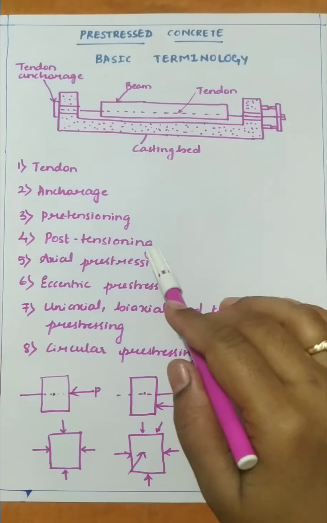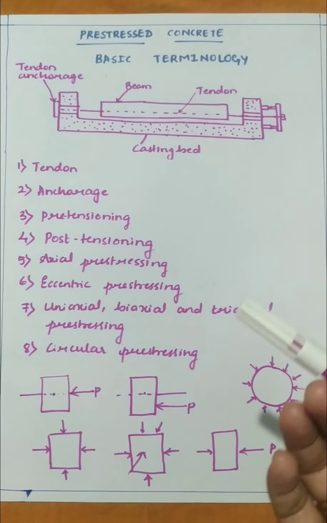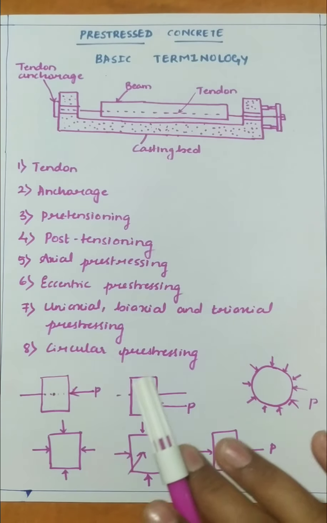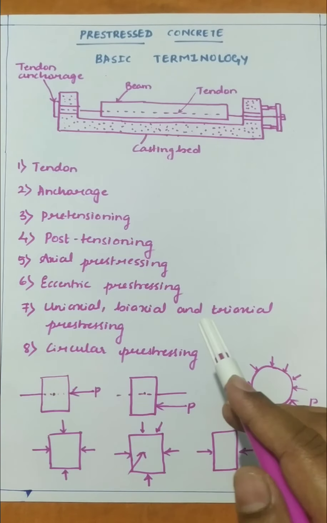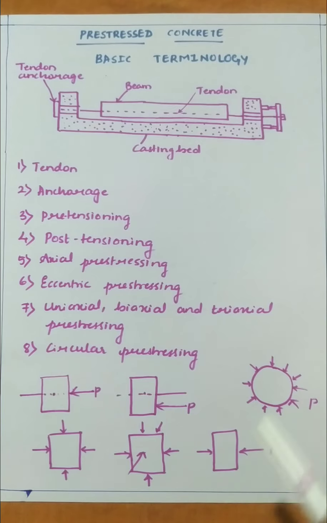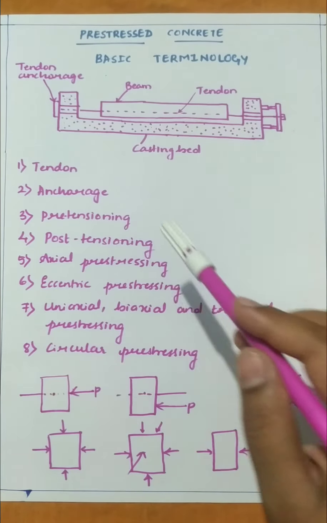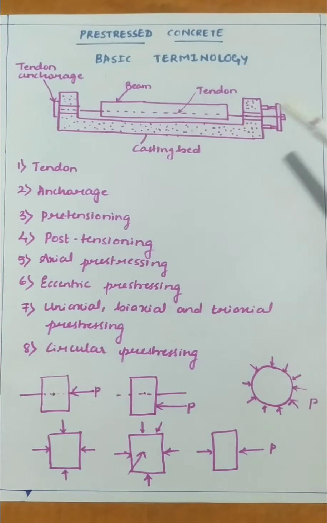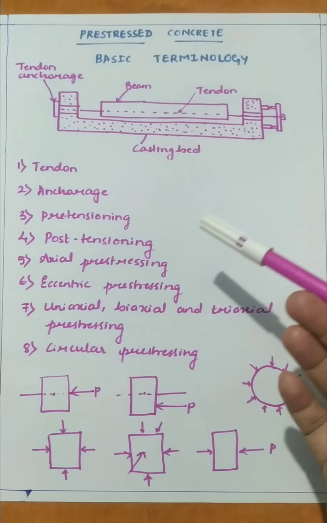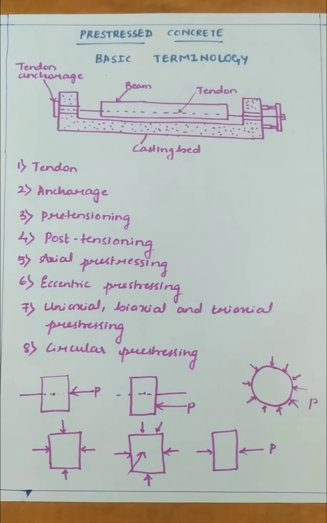Then what is post-tensioning? A method of pre-stressing concrete by tensioning the tendons against hardened concrete. In this method, the pre-stress is imparted to concrete by bearing. So this is the difference between pre-tensioning and post-tensioning. In pre-tensioning, the tendons are tensioned before placing the concrete, and in post-tensioning, the tendon is tensioned against the hardened concrete.